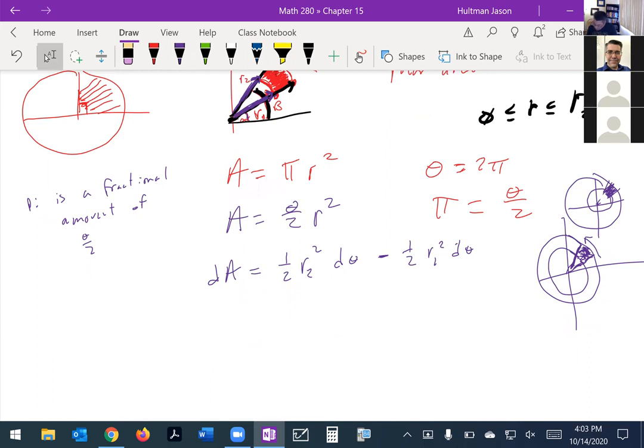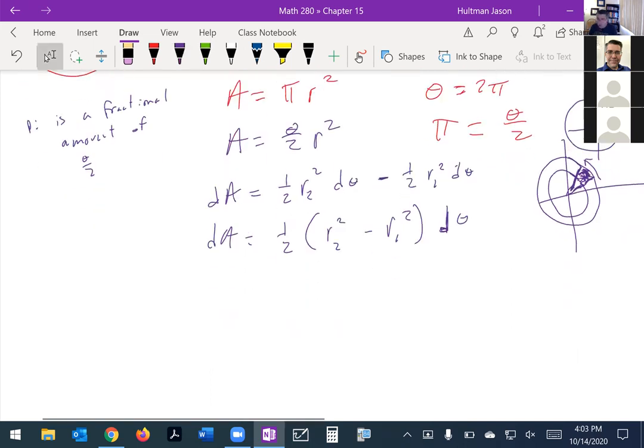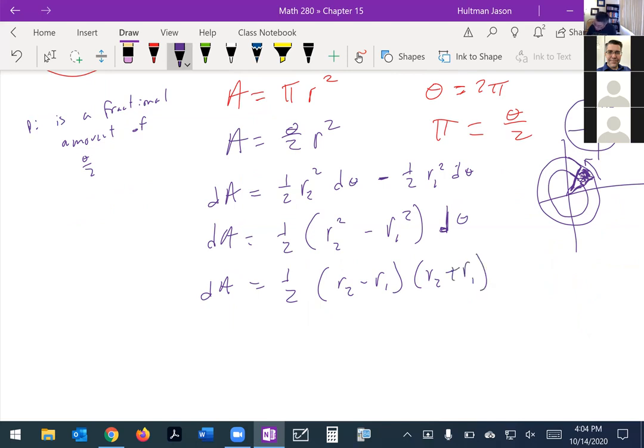So now what can I do? Well, I can factor out the 1/2. So dA is equal to 1/2, and then I can also factor out the d theta. This is R2 squared minus R1 squared, d theta. Now I'm going to factor this guy. This is the difference of two squares. So dA is equal to 1/2 times R2 minus R1 times R2 plus R1, d theta.